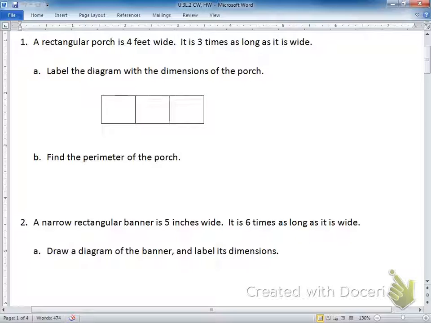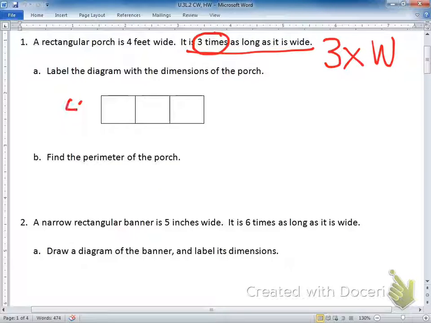So a rectangular porch is 4 feet wide. It is 3 times as long as it is wide. 3 times, okay? So 3 times as long as it is wide. So that's 3 times wide, 3 times W. So let's take a look at our picture down here. It says label the diagram, the dimensions of the porch. So if it's 4 feet wide, we're going to put our 4 feet right here, okay?